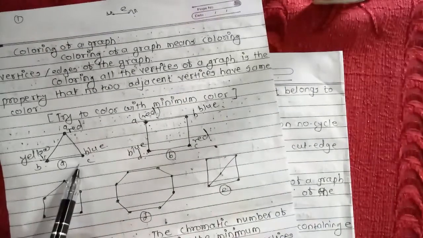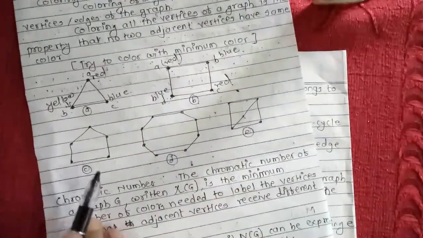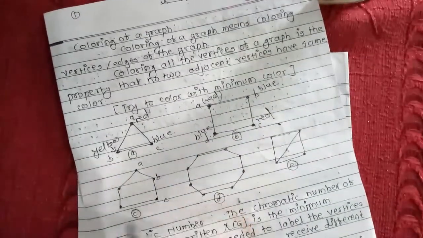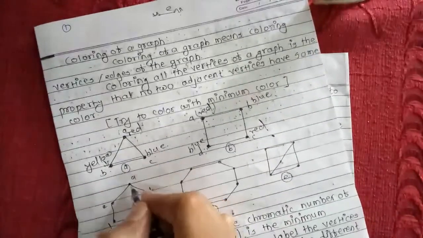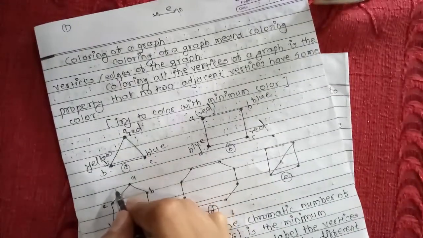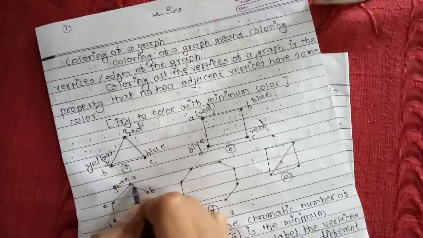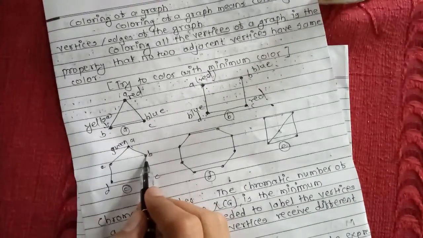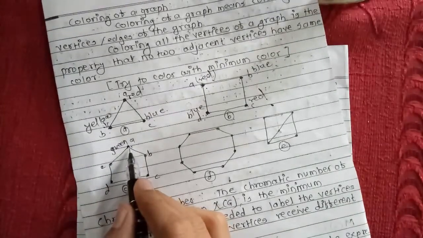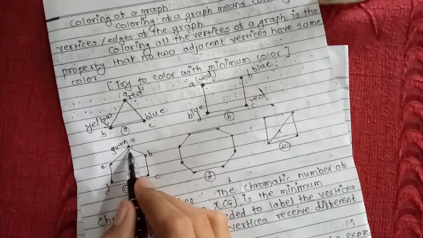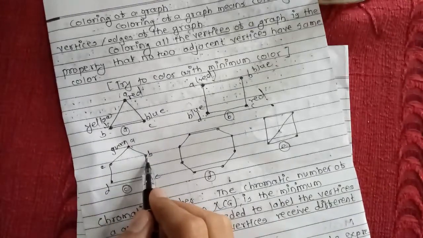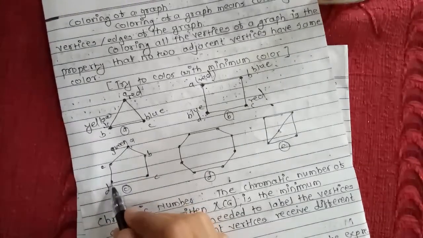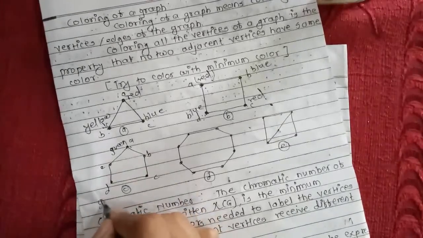And the third example is here, suppose A, B, C, D, E. If we choose green color for the vertex A, now we cannot choose green for E and B, because E and B are adjacent vertices of A. Therefore we cannot give green color there. But look at D. D is not adjacent to A, therefore we can give green color to D.